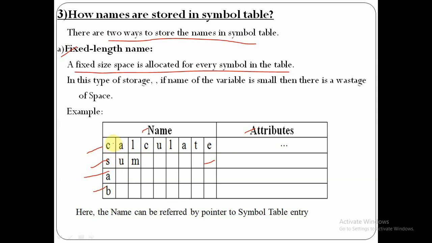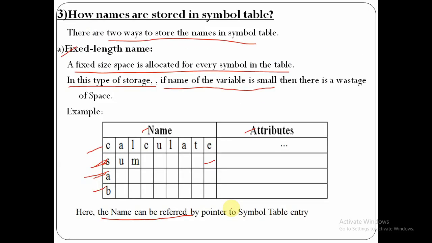But here when you observe the second variable, sum, its size is not 9. The name of this variable occupies only 3 characters, so the remaining is all going to be wasted. Similarly, variable A occupies only 1 byte, and the remaining is all going to be wasted. That means in this type of storage, if the name of the variable is small, then there is a wastage of space, and the name can be referenced by the pointer to the symbol table entry.